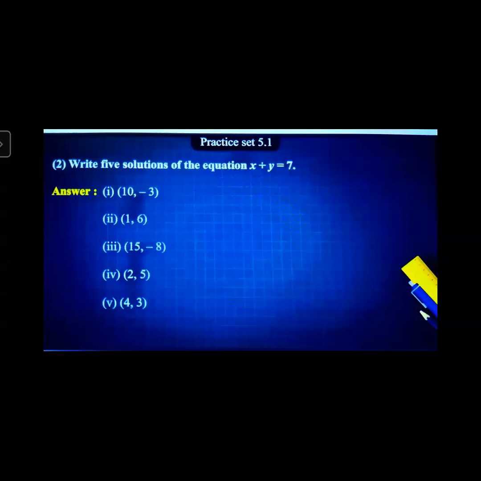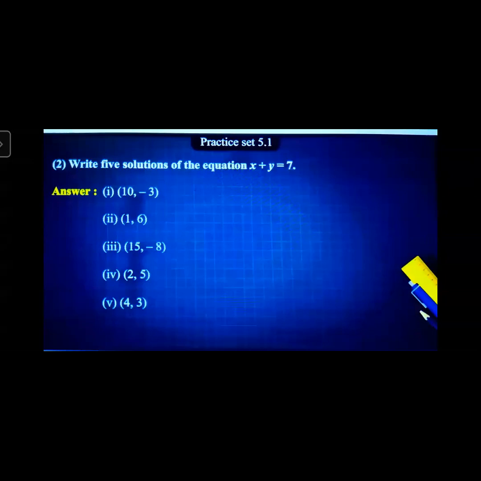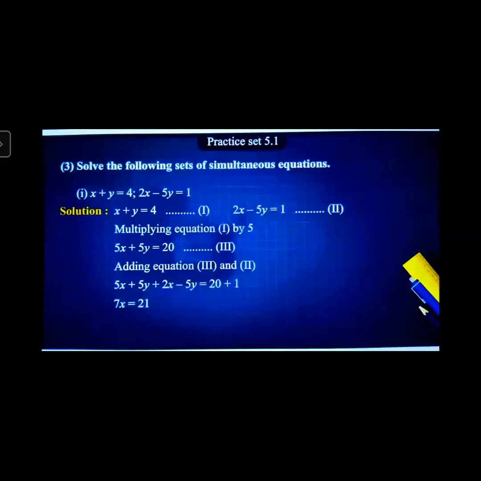This was your first solution. Then now we will take third as x as 15, y as minus 8. 15 minus 8 is equal to 7. Next you see 2 comma 5. 2 plus 5 is equal to 7. Same way, 4 plus 3 is equal to 7. You can take any answer, you can write on your own choice. You can take 1 plus 6, 2 plus 5, 3 plus 4, 4 plus 3, any solution. This is very important. It comes for 3 marks in your exam.